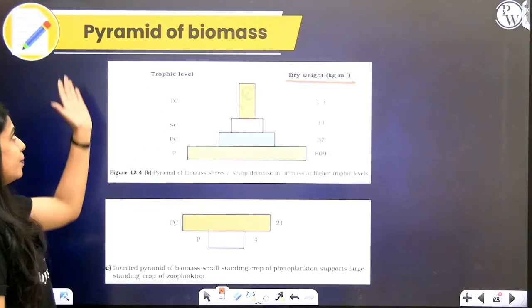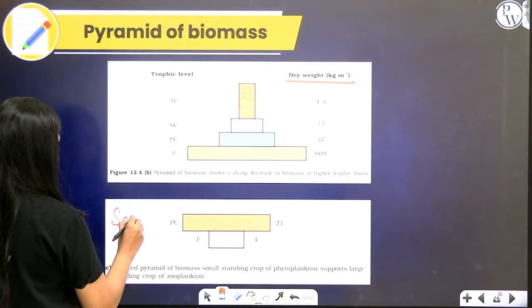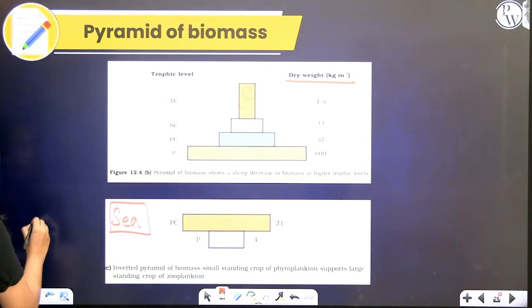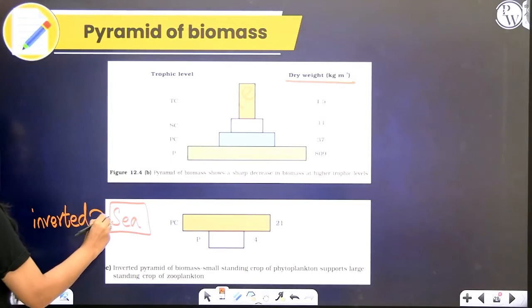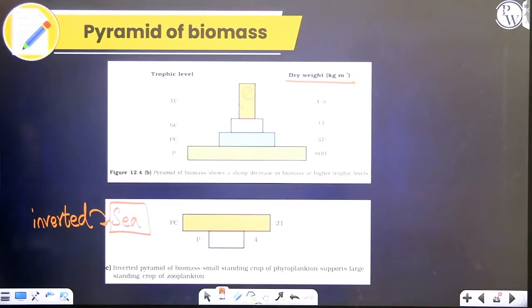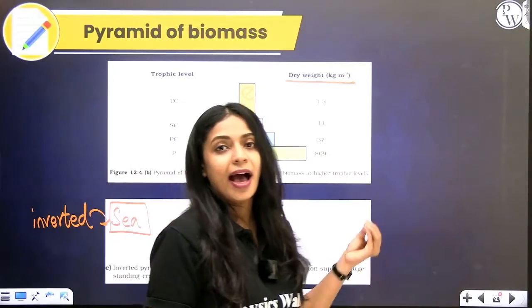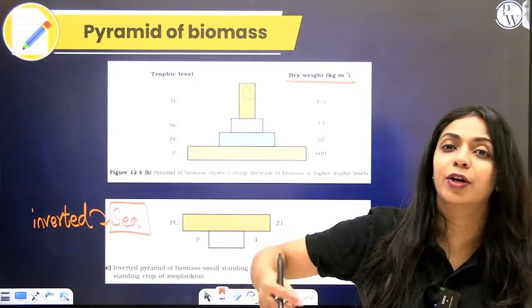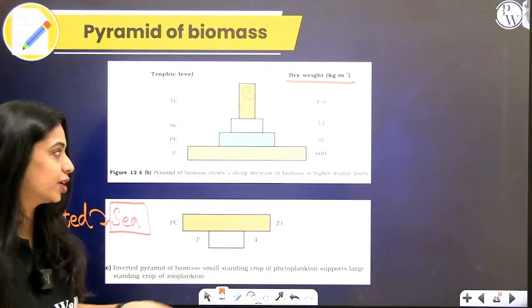If you look at a pyramid of biomass in an aquatic habitat like a sea or an aquatic ecosystem like a sea, it's going to be inverted. Though generally it is upright, it sometimes can be inverted as well, because if you consider the biomass of plants in a sea as opposed to the biomass of fishes or animals in a sea, the biomass of fishes far exceeds the biomass of plants, because of which you get an inverted pyramid.